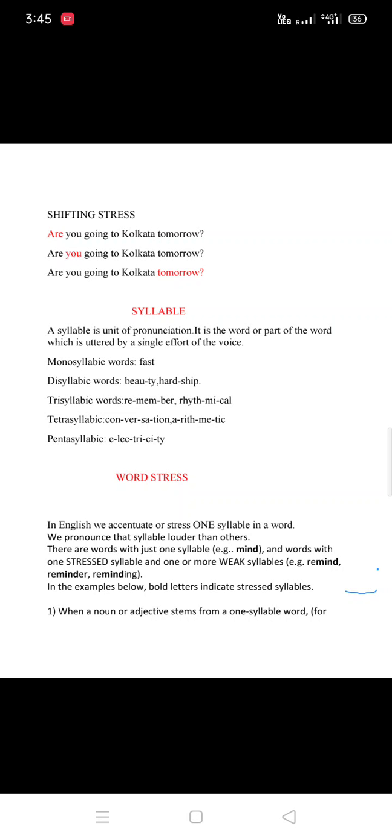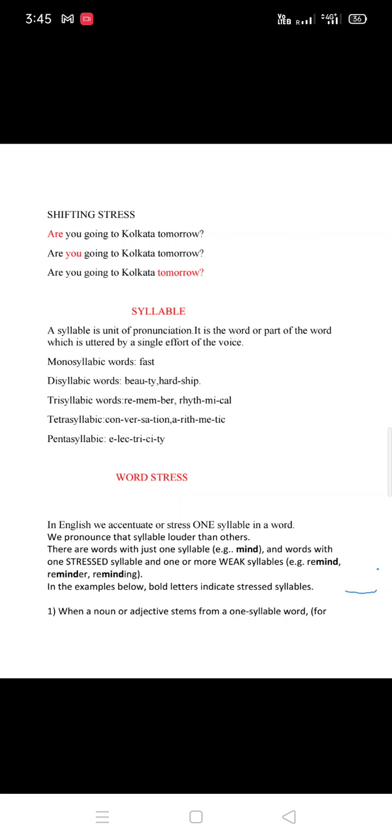Here, person is most important because I want to know whether you are going to Kolkata tomorrow or some other person going to Kolkata tomorrow. So that's why I am giving stress on you. Are you going to Kolkata tomorrow?